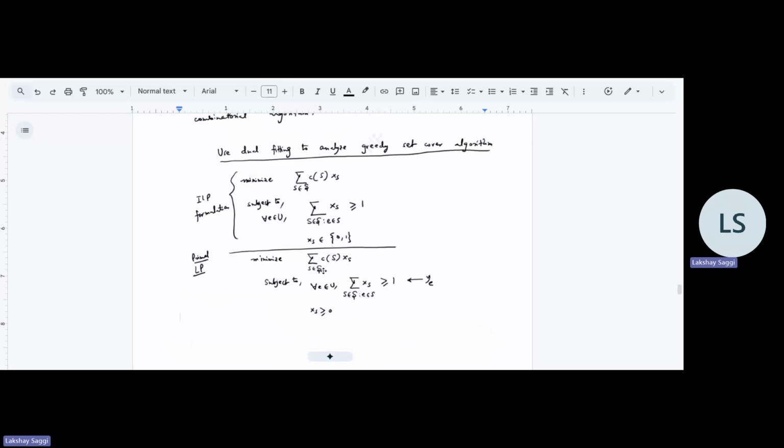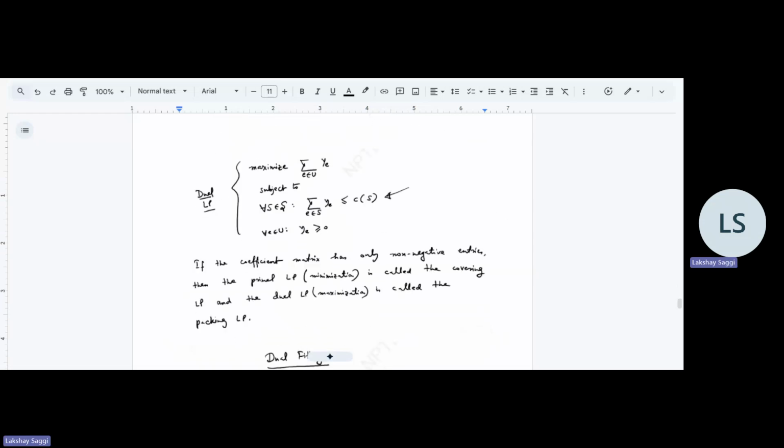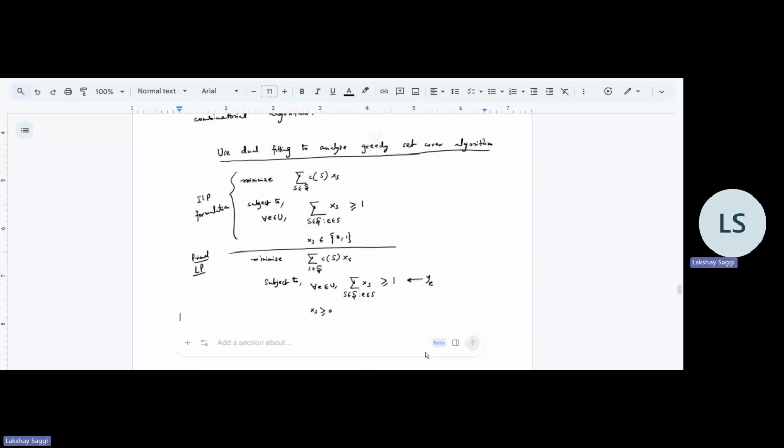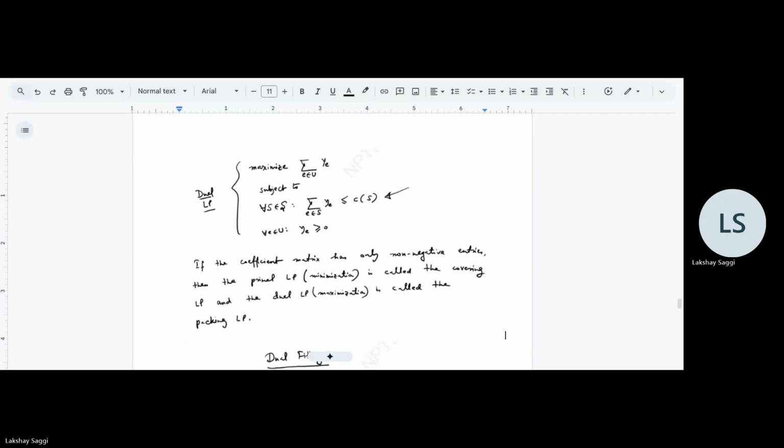So this is the primal LP for the set cover problem at hand. And then what will be its dual LP? Since the constraints are for each element E in the universe U, we associate a variable y_E with each of these elements. The dual LP is about maximizing the sum of y_E over all E in the universe, subject to the constraint that for all subsets in the input, the summation of y_E over elements in the subset should be less than or equal to the cost of that subset, and non-negativity constraints on the variables y.